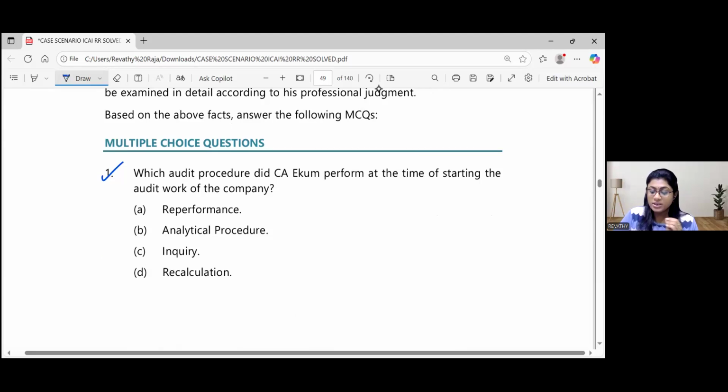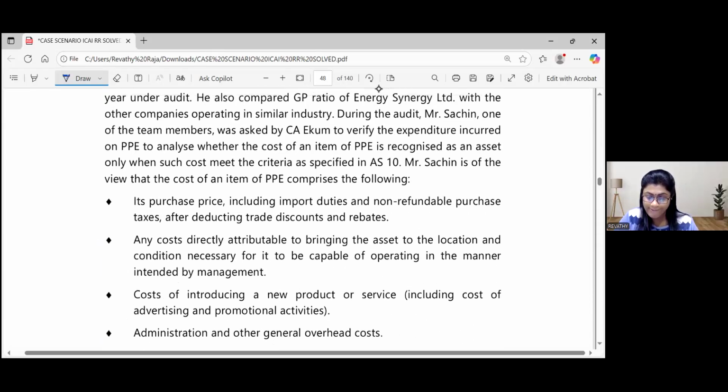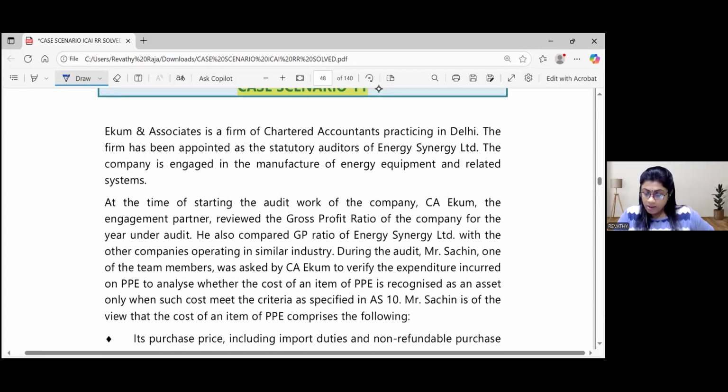Which audit procedure did CA Icum perform at the time of starting the audit work? Can someone help me search for where Icum performed the procedure at the start of the audit work? The first para: Icum and Associates is a firm of chartered accountants practicing in Delhi. The firm has been appointed as the auditors of Energy Synergy.